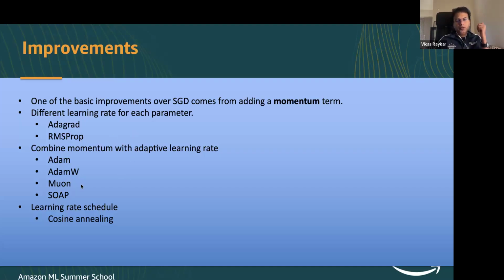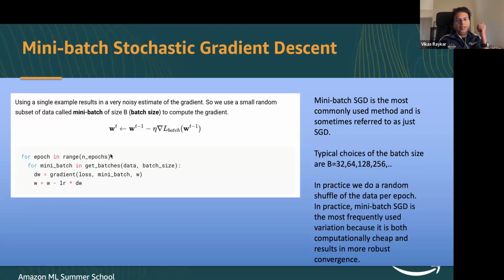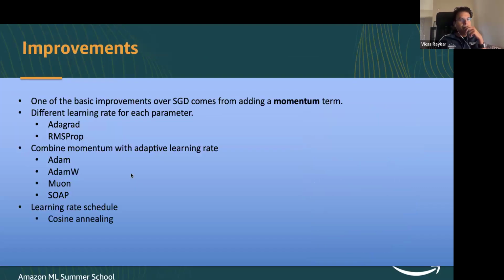Along with these improvements, there is something called a learning rate schedule. As I mentioned earlier, you're iterating over multiple epochs. You start off with a certain learning rate, but for every epoch, you reduce the learning rate according to a given schedule. Cosine annealing is a commonly used learning rate scheduler.